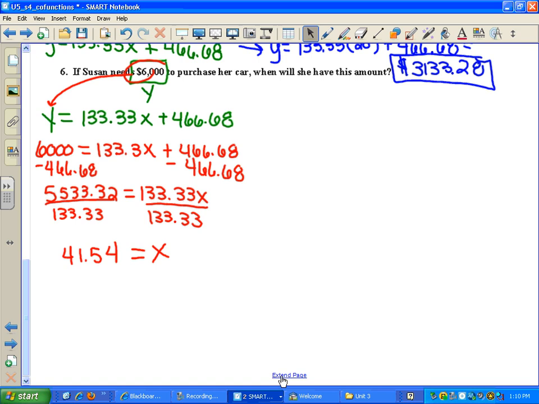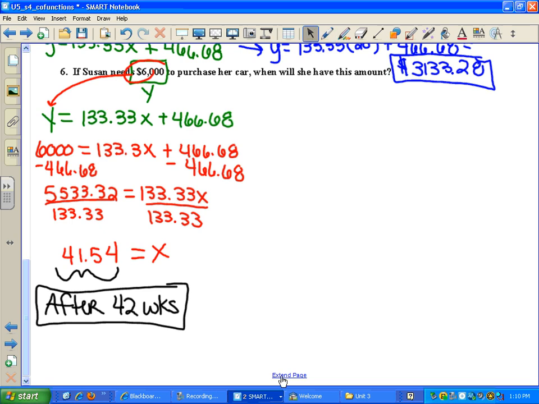Well, the question was, after how much time is she going to have enough money to buy this $6,000 car? Well, at 41 weeks, she's not going to be quite there. But in the middle of 41 weeks, she should have enough, right? So we're going to go ahead and round this up. We're going to say after 42 weeks, she can go ahead and purchase a car for $6,000. So that's what our line of best fit predicts.